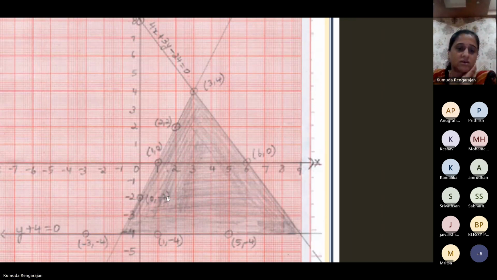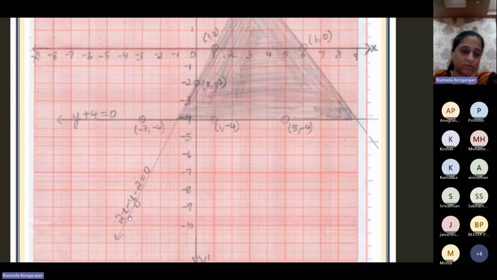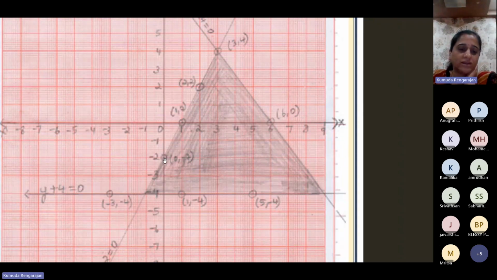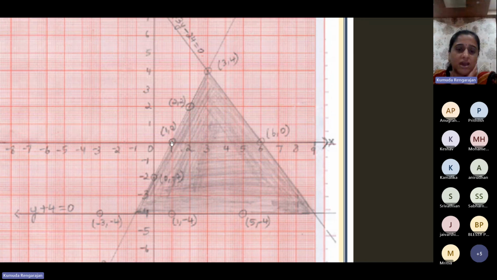So this line 2x minus y minus 2 is equal to 0 has its x-intercept at 1 comma 0 and y-intercept at 0 comma minus 2. See here, it cuts the y-axis here and the x-axis here.